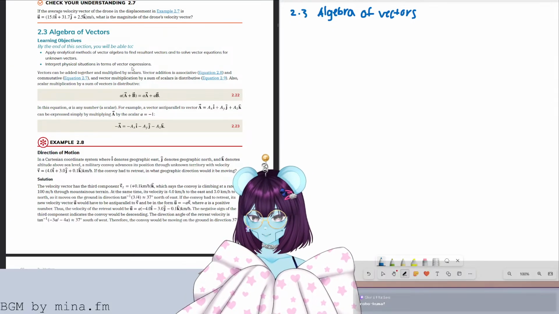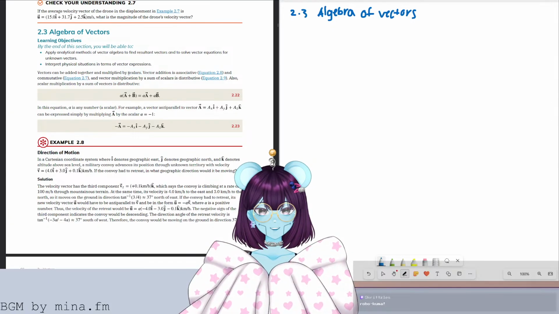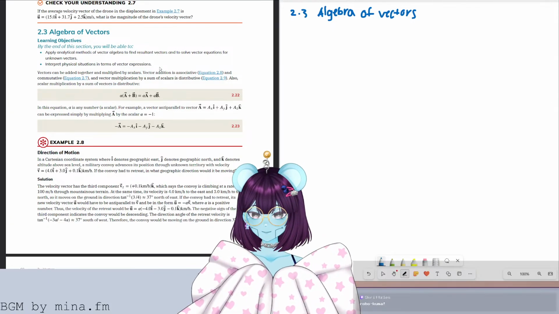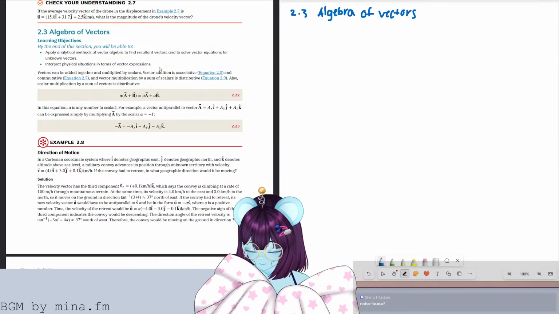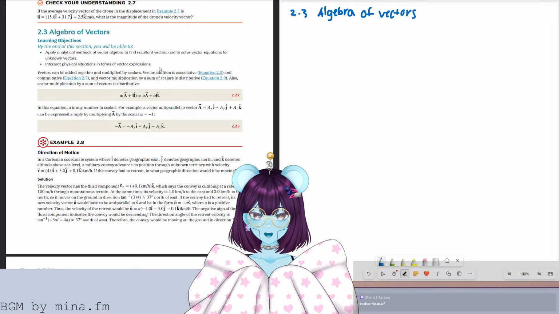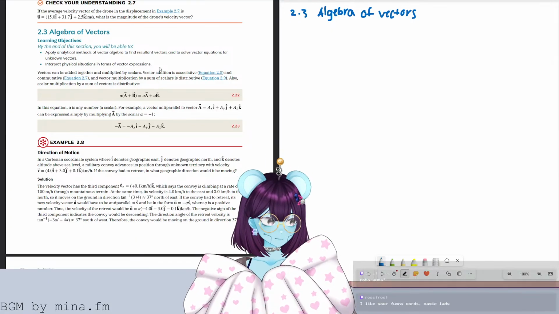Vectors can be added together and multiplied by scalars, so this is a singular value, and remember that like a vector has two pieces of information. So it's got a scalar value, which is usually its magnitude, and another value, which is its direction.